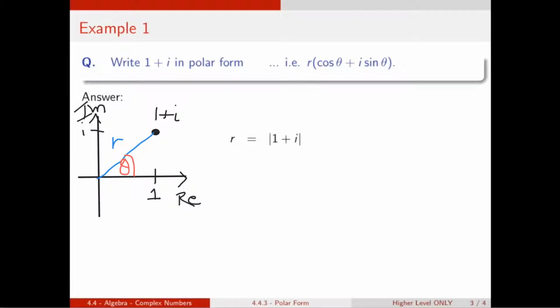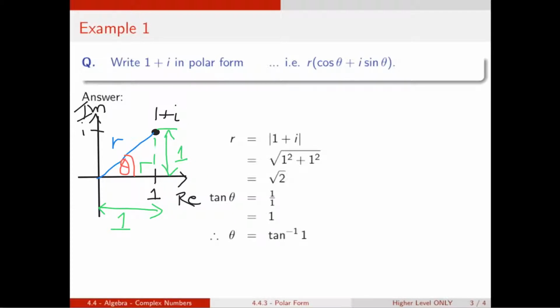So remember that r is the modulus, so the modulus of 1 plus i is the root of 1 squared plus 1 squared, which is root 2. And looking at our diagram, we can see we've got a right angled triangle. We want to find theta from our diagram. We can say the tan of theta is 1 over 1, so that's just 1. So then theta is the inverse tan of 1. And so theta is going to be pi over 4 in this case, because we choose a value of theta between minus pi and pi.